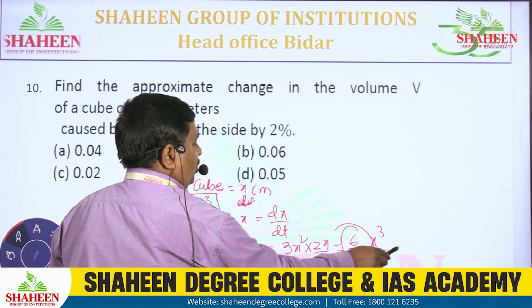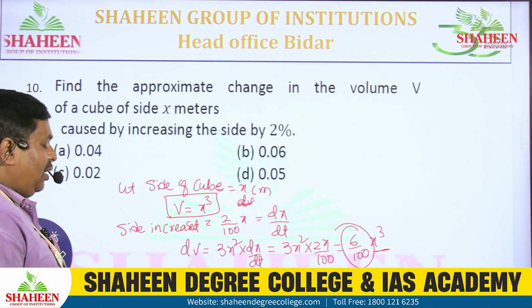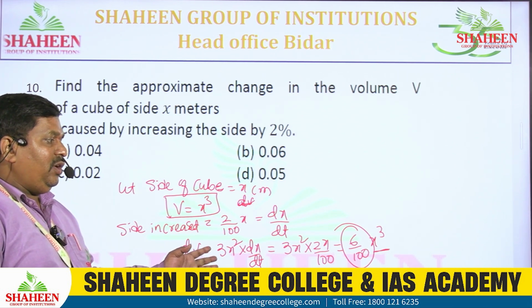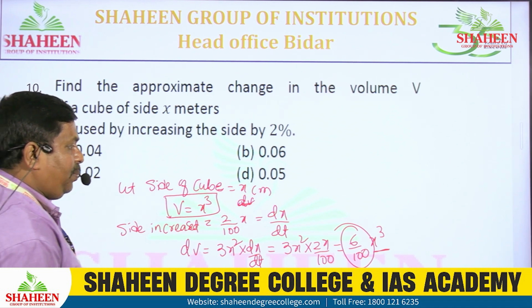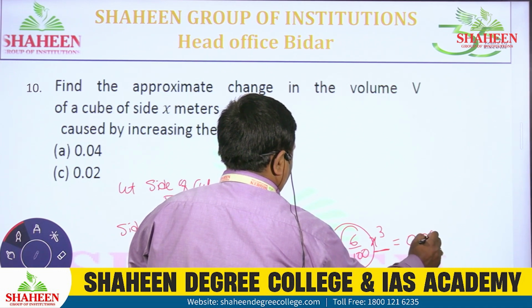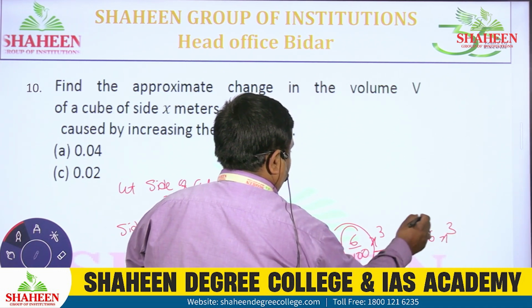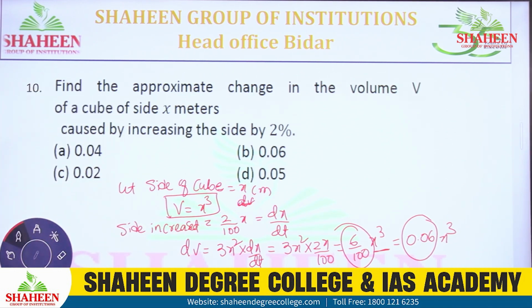The previous volume is x cube. After differentiation, this volume is changing by 6 by 100. 6 by 100 means 0.06, so 0.06 x cube. Then how much has the volume increased here? 0.6 of the previous volume. The second option is correct.